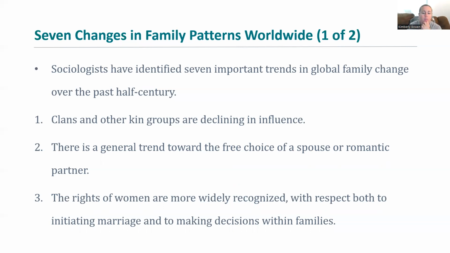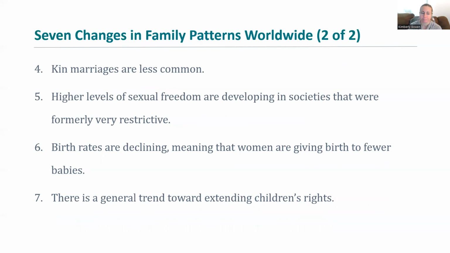The rights of women are more widely recognized with respect to both initiating marriage and making decisions within the family household. Kin marriages are less common, meaning that you're less likely to marry someone that you are related to. Higher levels of sexual freedom are developing in societies where they were formerly restrictive. And so this is going to even talk about sex, childbearing, all of these things outside of marriage. All of these things are becoming far, far more common.